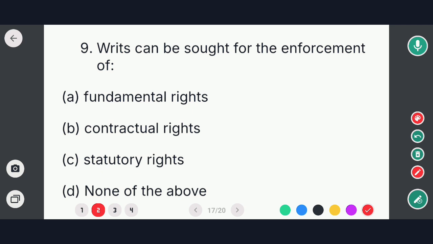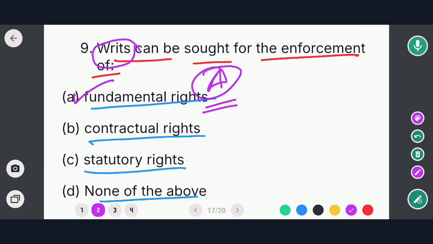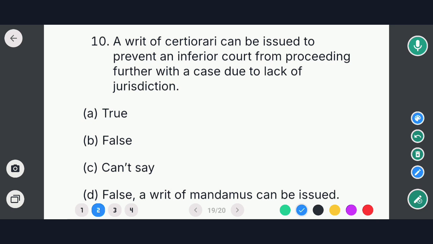Next question is, writ can be sought for the enforcement of, options are fundamental right, contractual right, statutory rights, none of the above. So in this case the correct option would be fundamental right. That means option A would be the correct answer. That means writs can be sought for the enforcement of only fundamental rights. So now move to the next question, and this is the last question.